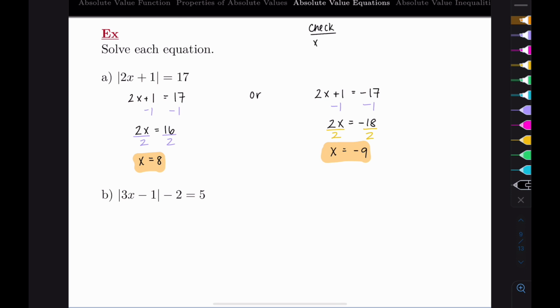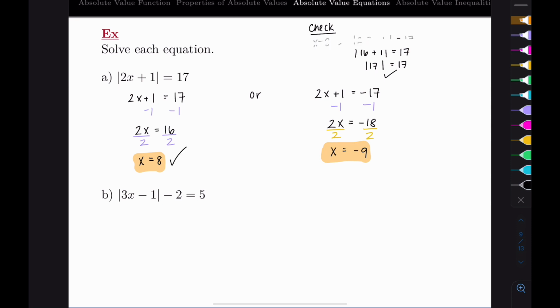If I plug x equals 8 in, I should get a true statement. So this would be the absolute value of 2 times 8 plus 1 equals 17, which is the absolute value of 16 plus 1 equals 17. And indeed, the absolute value of 17 equals 17. So this first solution is good.